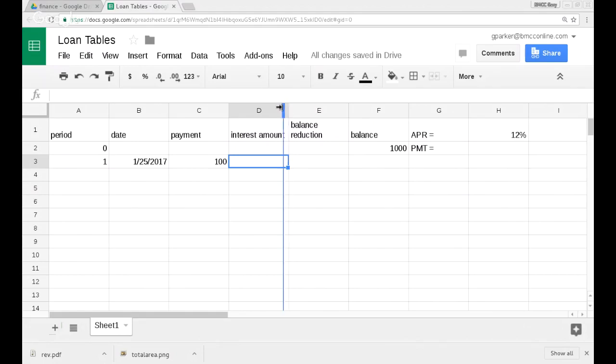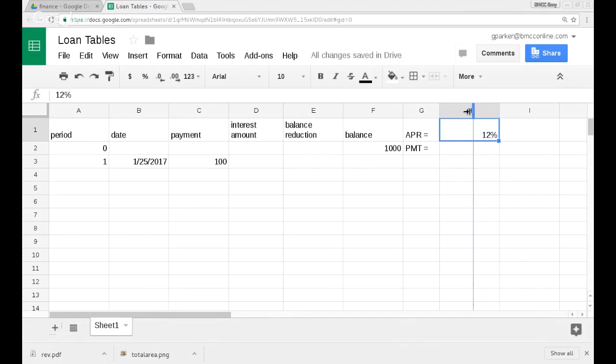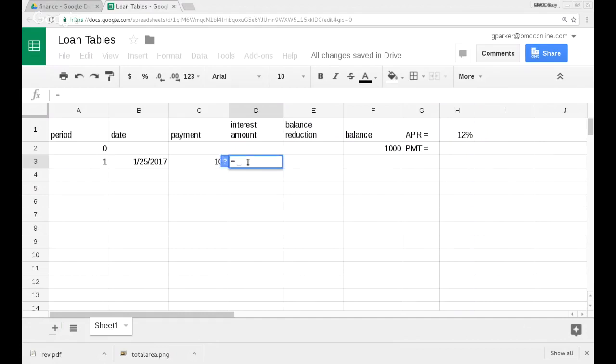Simple interest is just the amount in the balance times the interest rate times the amount of time that's expired. Now the interest rate here is an annual percentage rate. Since only 1 month has expired, so we're going monthly, that's 1/12 of a year. So anytime I do a calculation in a spreadsheet, I want to type equals first. And then I click on my balance. Simple interest is the balance times the rate times the time. And that's 1/12 of a year.